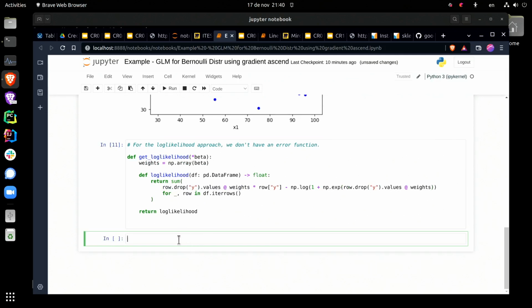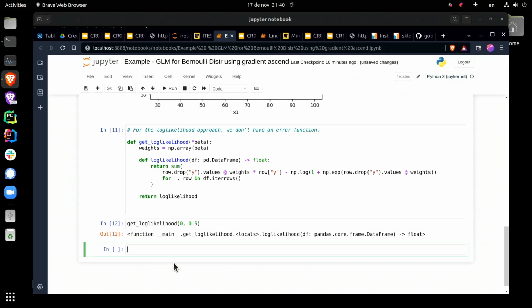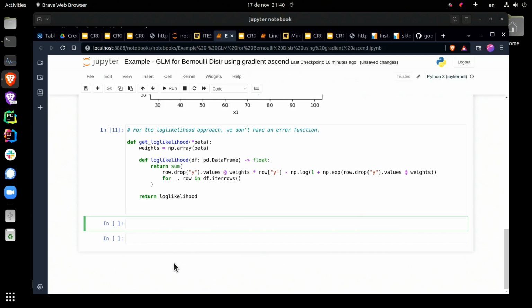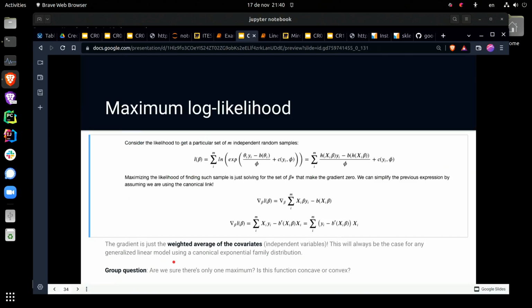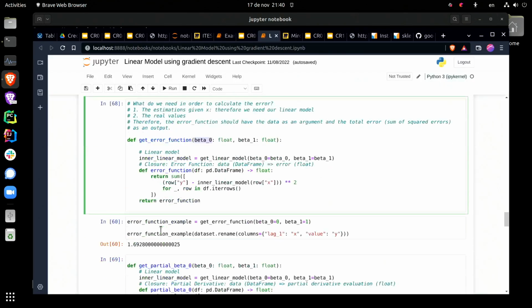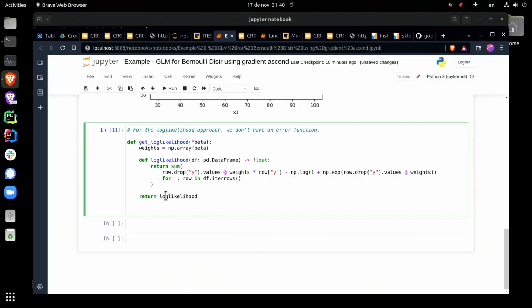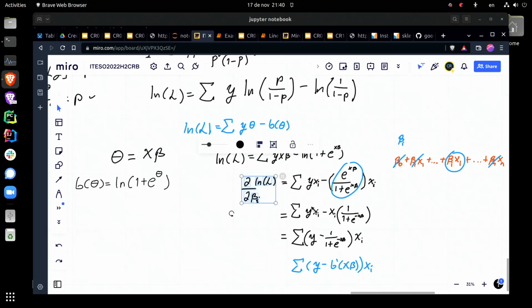Okay, let's see if this works. By executing this part, we should get a function. And by providing our dataset, we should get a single value. Okay, works great. Now we're going to be trying to maximize this function. Now the next thing is to get the partial derivatives. We already know how to get a generic partial derivative.